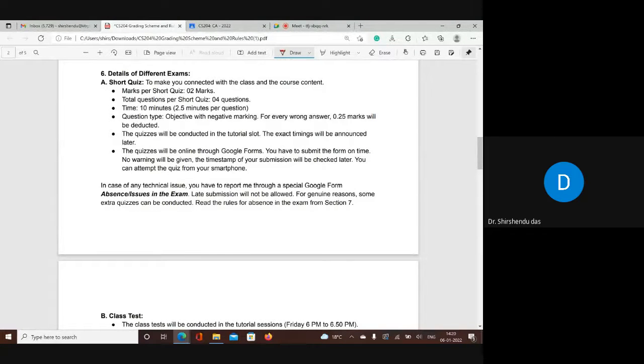The question type will be objective with negative marking. There will be no subjective question in short quiz. There will be only objective questions, but with negative marking. For every wrong answer, 0.25 marks will be deducted. And this quiz will be conducted in the tutorial slot. I hope you know there is a tutorial slot every week. So this quiz will be conducted in tutorial slots, and the exact timing and date will be announced later.